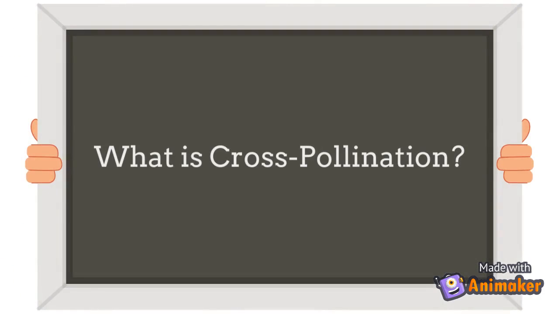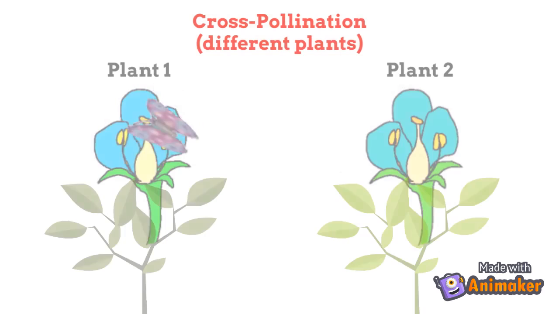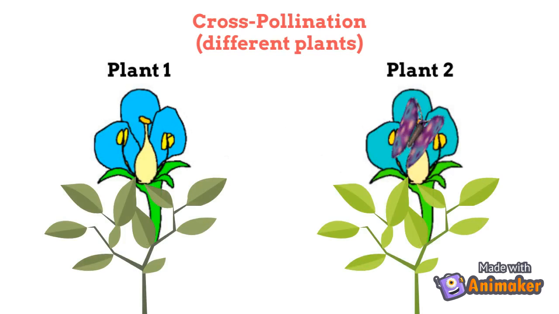What is cross-pollination? When the pollens are transferred from the anther of the flower of one plant to the stigma of the flower of another plant, then that process is known as cross-pollination. This is how cross-pollination takes place.